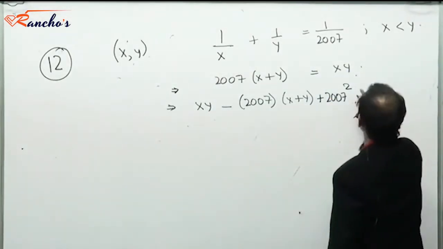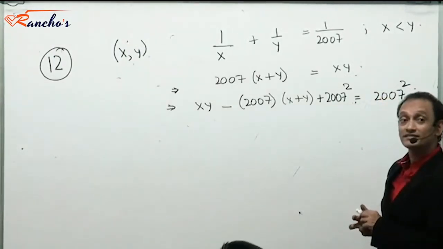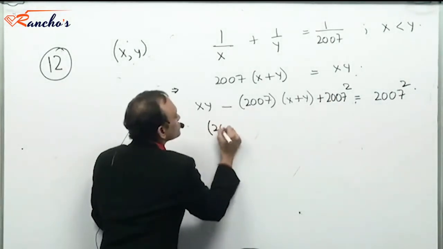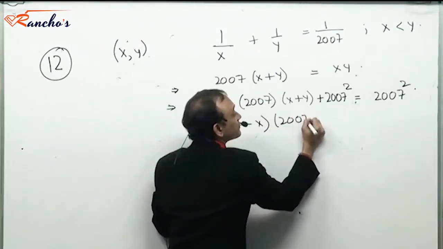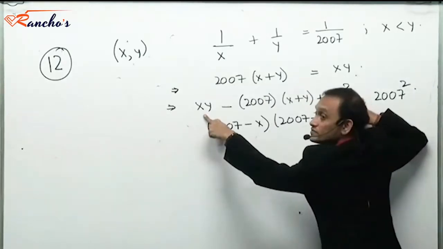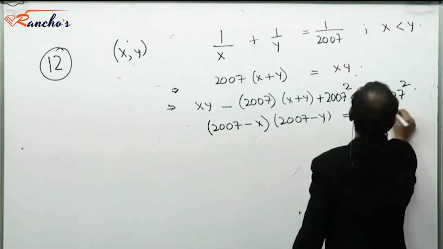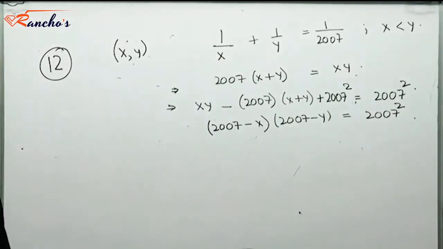Do you realize the algebra will look a little neater if I add 2007 squared on both sides? Because now this will reduce to (2007 minus x)(2007 minus y) equals 2007 squared, yes or no? And do you understand the rationale why I performed this manipulation, why I was compelled to add 2007 squared on both sides?